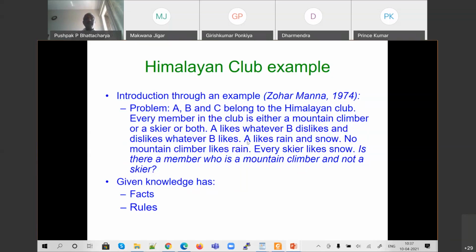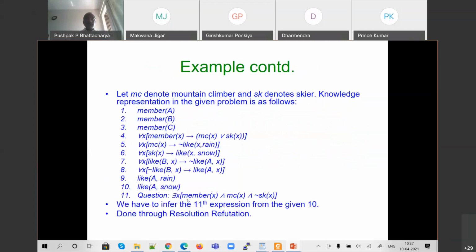Now, what is the method of logic to answer this question? This, by the way, is also called intelligent question answering. The method of logic is to follow the path of contradiction, to take an aggressive, antagonistic stand. I don't believe that there is a member who is a mountain climber and not a skier.